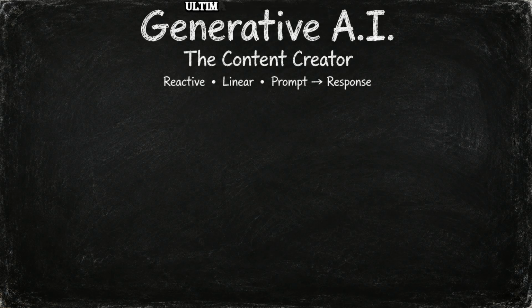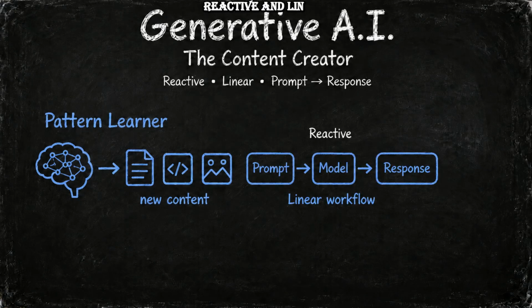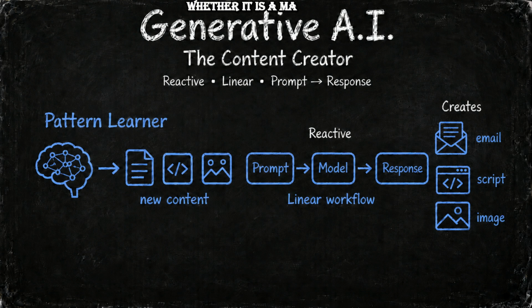Think of it as the ultimate content creator. Its function is to recognize patterns and generate new content based on those patterns. Architecturally, generative AI is purely reactive and linear. You provide a prompt, the model processes it, and it outputs a response. Whether it is a marketing email or a Python script, it is an incredible brainstorming partner.